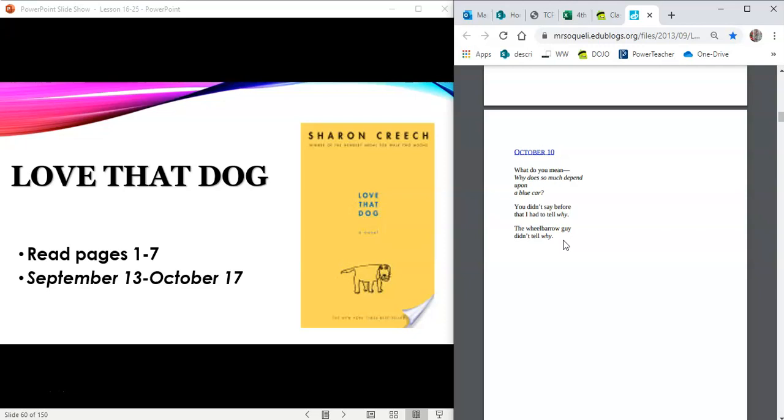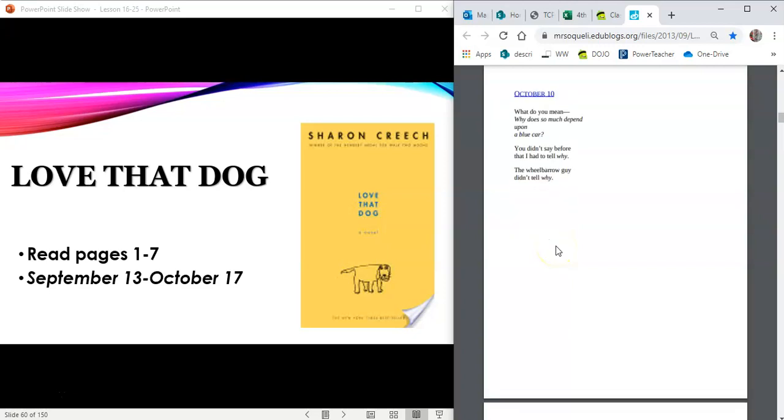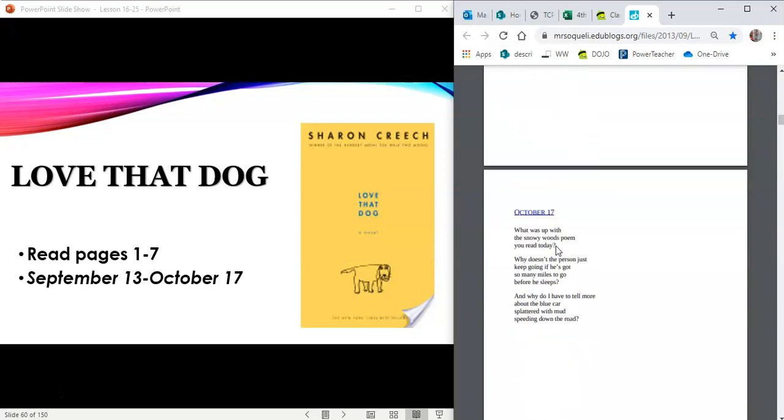He's probably questioning the teacher, right? What do you think the teacher is asking him? Look at what he says. What do you mean? Why does so much depend upon a blue car? So what is the teacher questioning him? She's questioning why he wrote the poem, right? She wants to know why. And look what he says. You didn't say before I had to tell why. The wheelbarrow guy didn't tell why. So he's questioning. So he went from being negative to writing a poem to questioning the teacher.